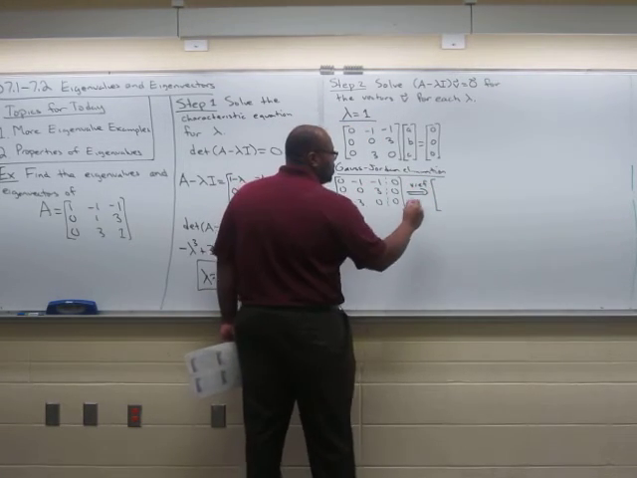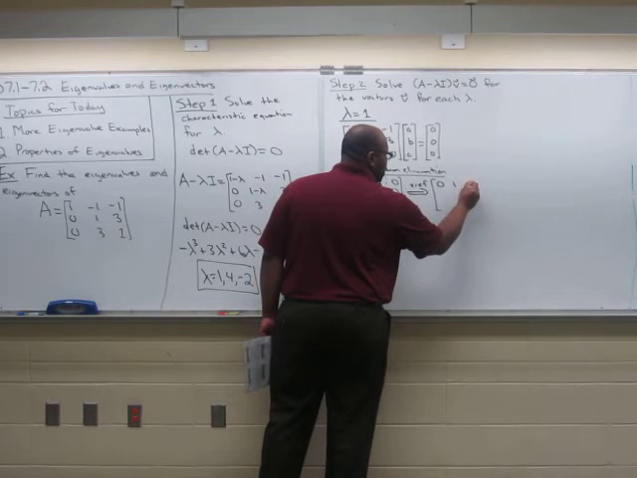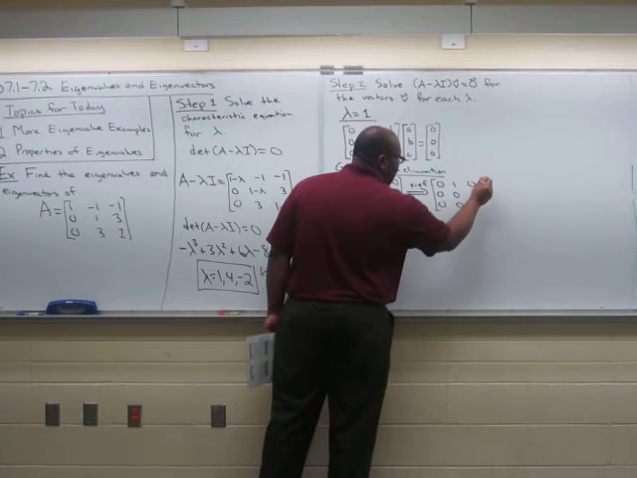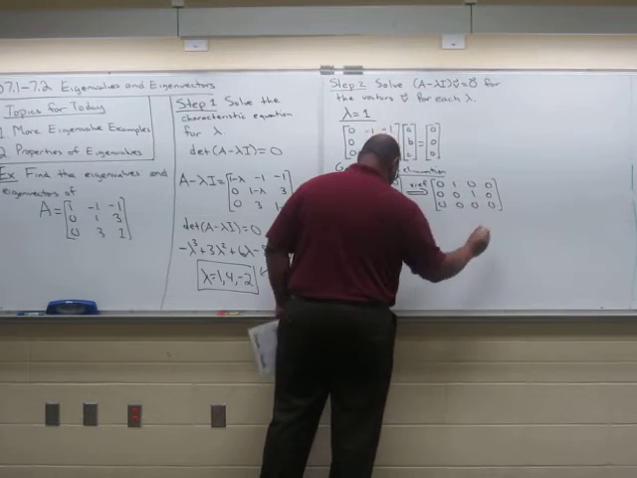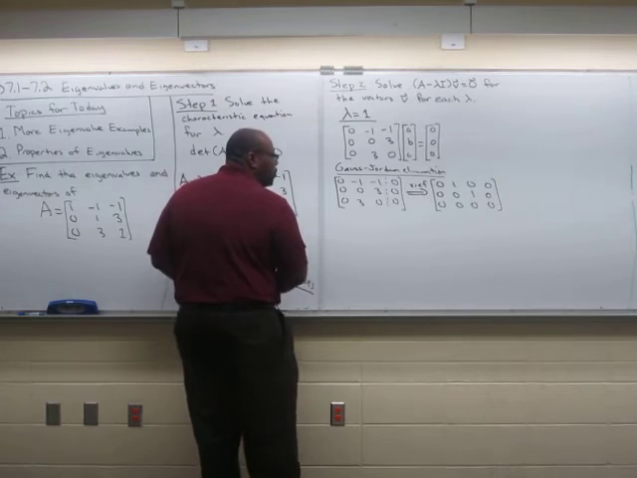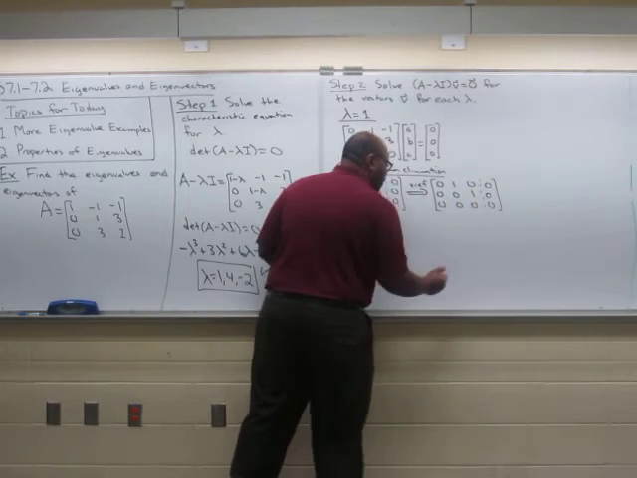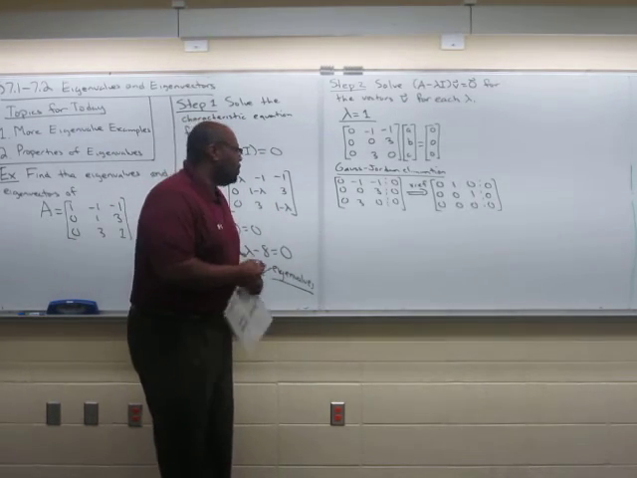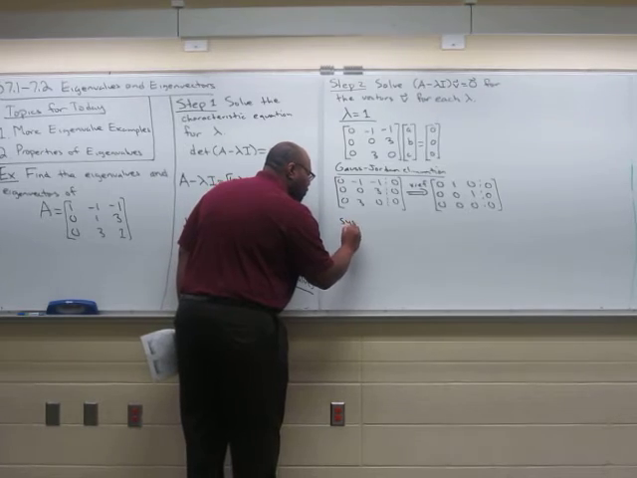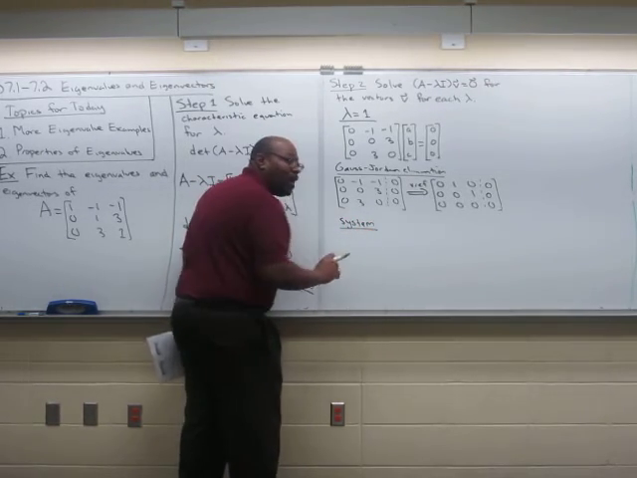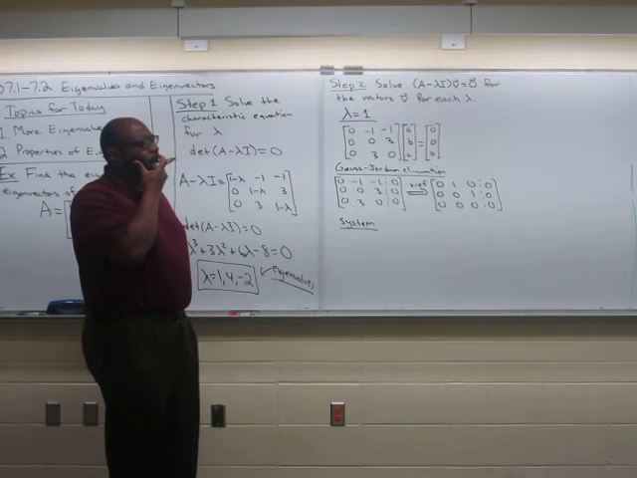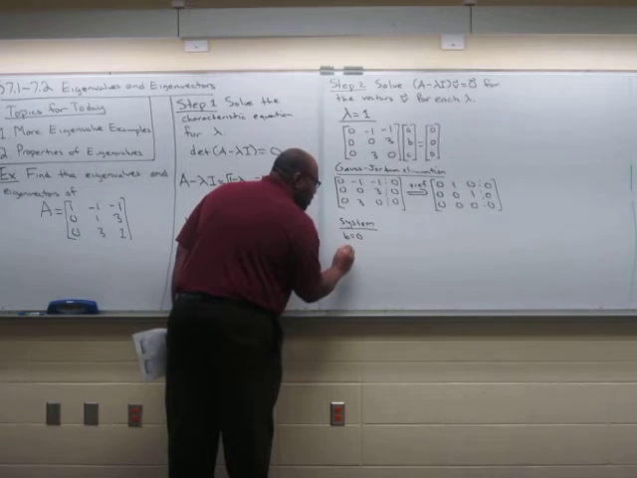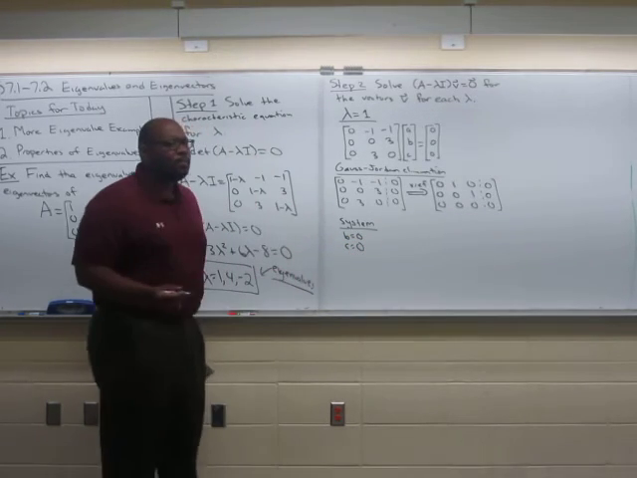I think it's 0, 1, 0, 0, 0, 1, 0, 0, 0. Oh, I have another column of zeros. Okay, like that. What does my system look like? What's this system? You gotta be careful here. So let's see. I think that this is gonna be B equal to 0, right? And C equal to 0. That's my system.